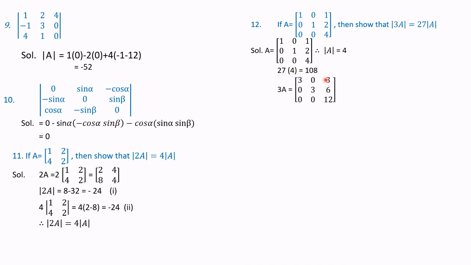Similarly, 3 into A is 3, 0, 3, 0, 3, 6 and 0, 0, 12. That is simply multiplying matrix A into 3.